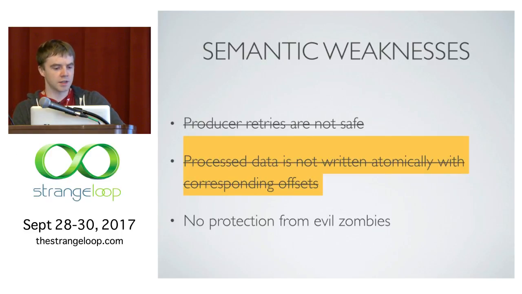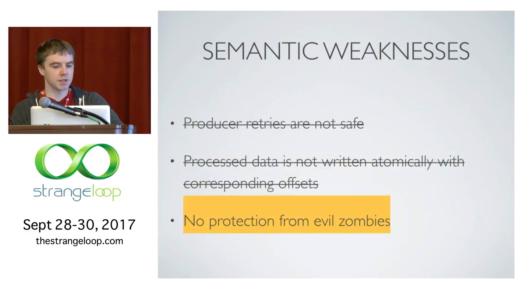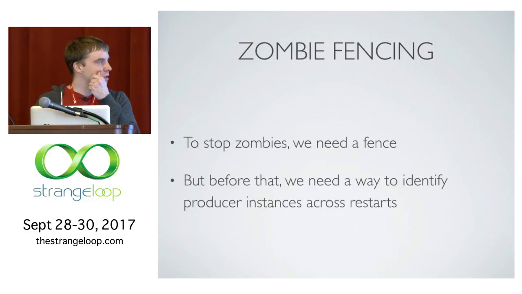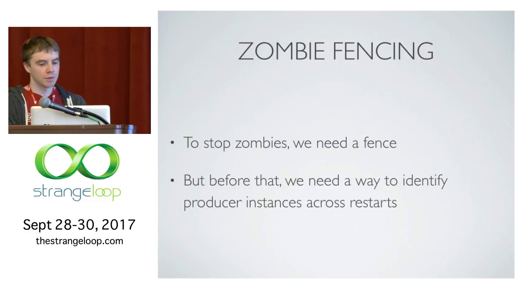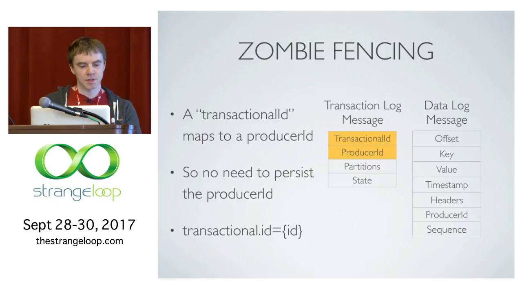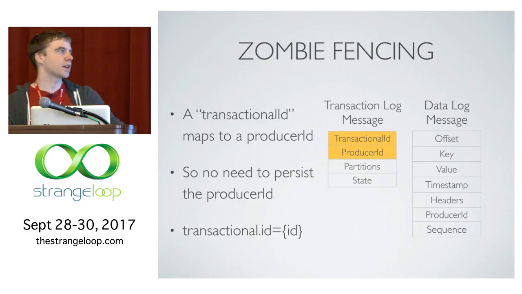So the next one is protection from zombies. If you want to stop a zombie, you need a fence. But first, we need to have a way to identify a producer instance across restarts. For that, we introduced this ID called the transactional ID, and this is specified by the user.